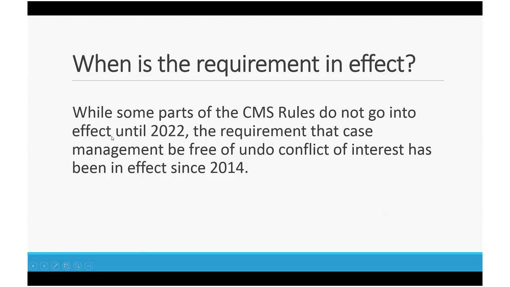So our target date is actually, we need to submit our plan to CMS about how we're going to address conflict of interest in case management by January of 2021. So we're trying to get input now to make decisions about how we're going to move forward and then get our plan approved by CMS.